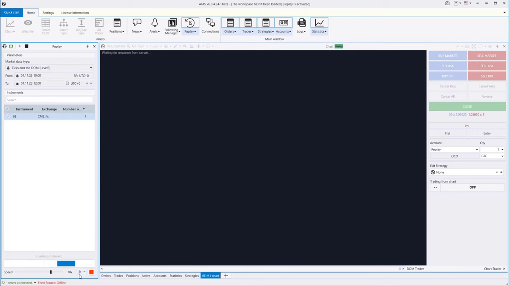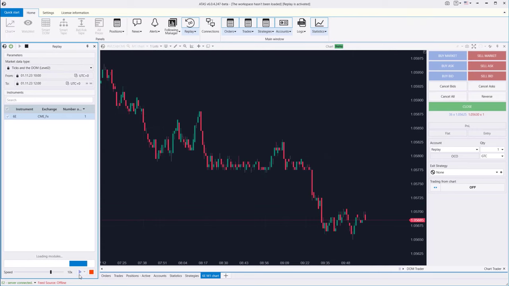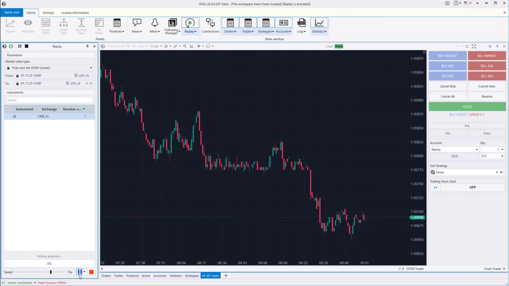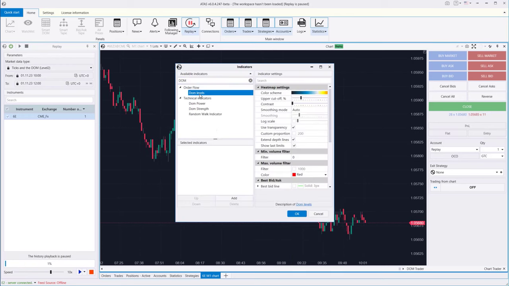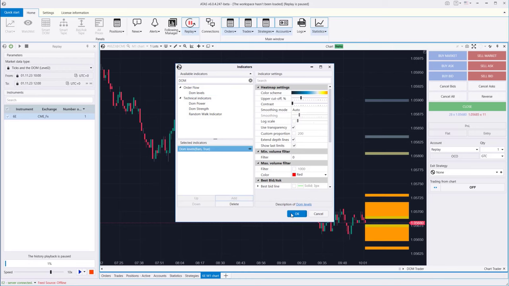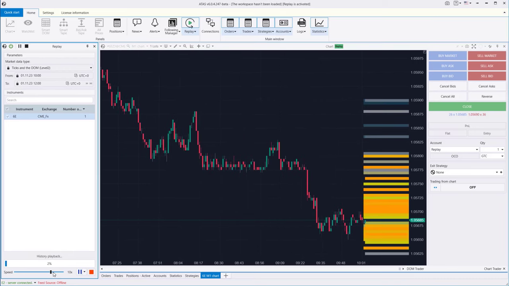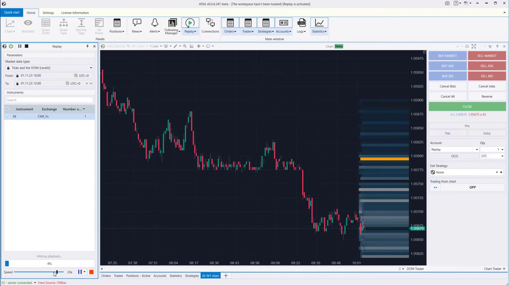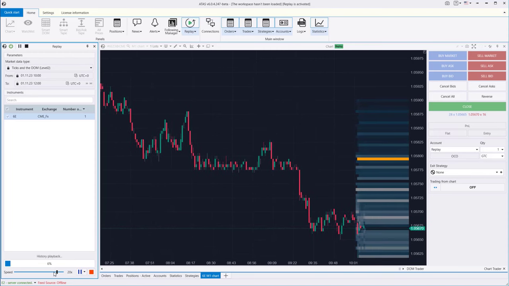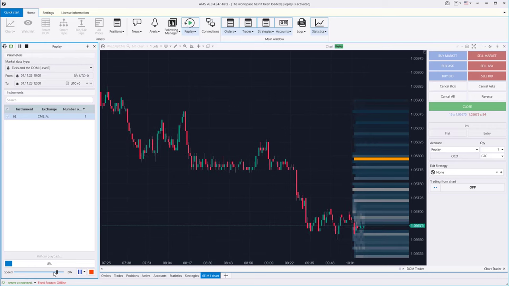Click play. Wait a bit. Add the DOM levels indicator, the playback will automatically pause. And let's also increase the playback speed to 20x acceleration. In this mode, it only takes 3 seconds for a 1-minute candle to appear. The bright levels highlighted on the chart by the DOM levels indicator reveal the market participants' interest.